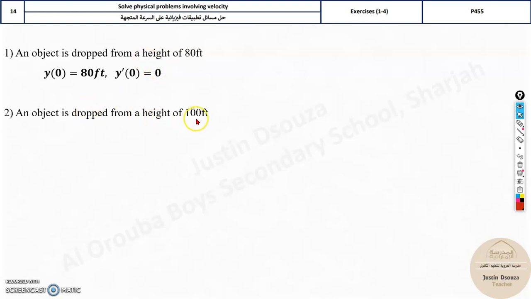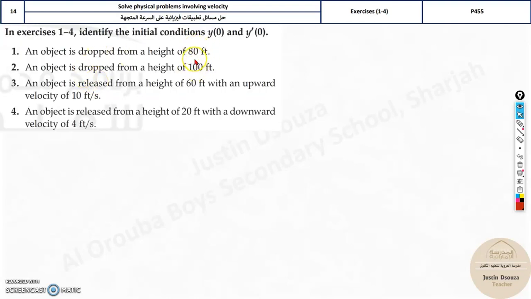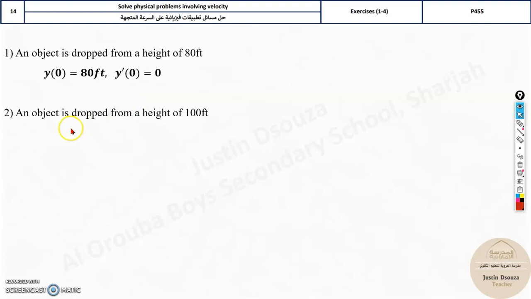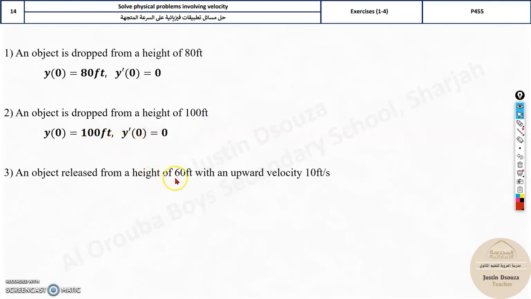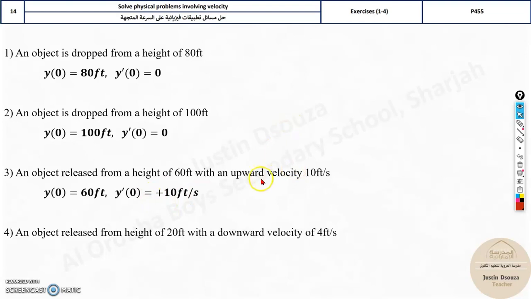An object is dropped from a height of 100 feet. It's the same thing. These two are the same. Only over here, when you see feet per second, there is a velocity. So it's just y of 0 is 100 feet, and that's it. Nothing else. Now, an object is released from a height of 60 feet with an upward velocity of 10 feet per second. The initial position is given, y of 0 is 60. But this upward velocity is the initial velocity, that is y dash of 0 is 10 feet per second. It's positive because it's upward.